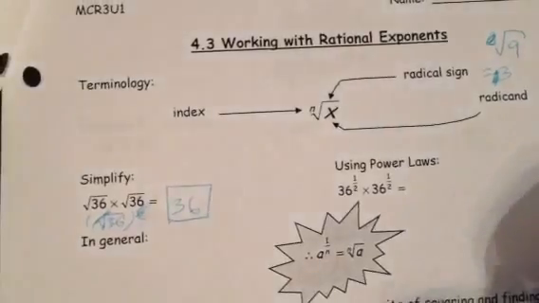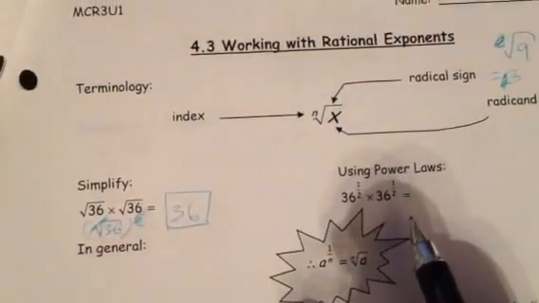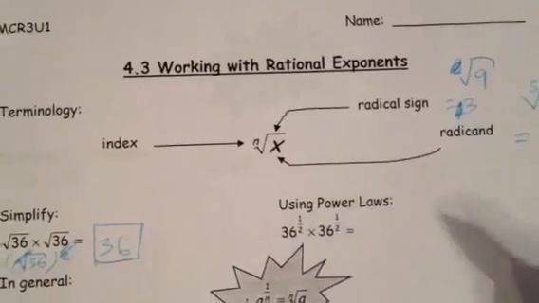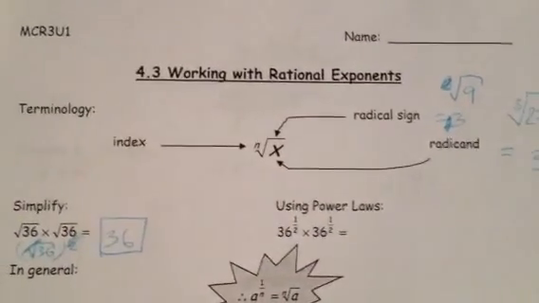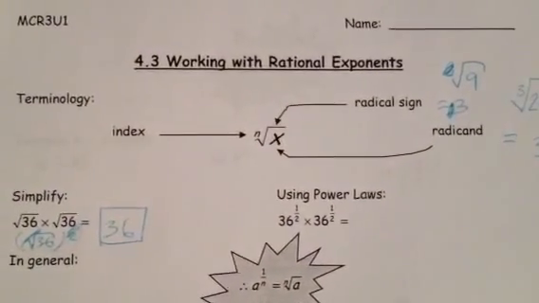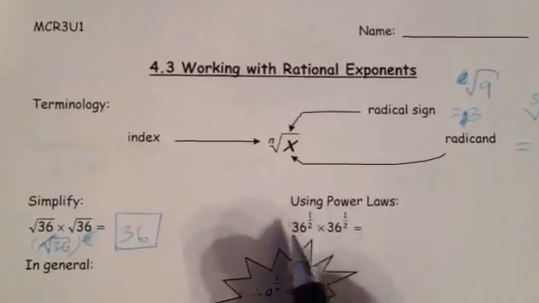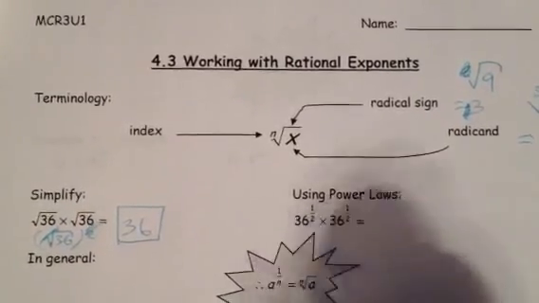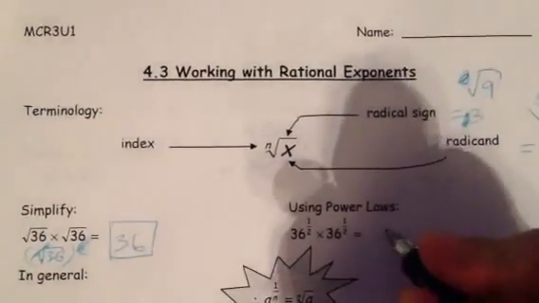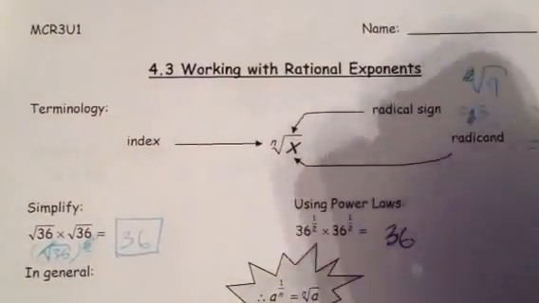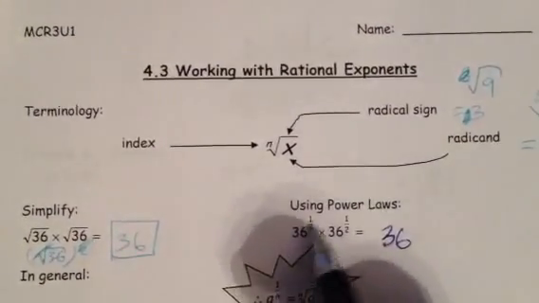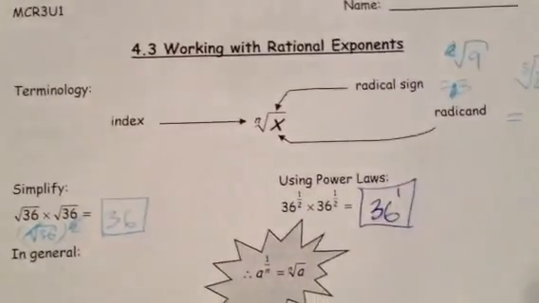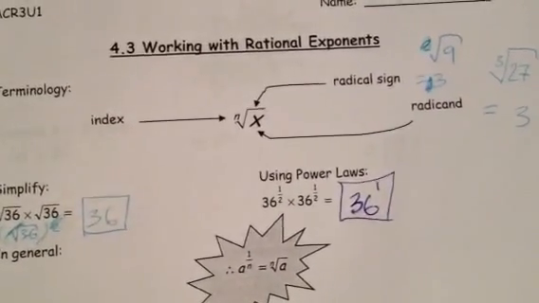Now, if we take a look at this problem here, where it says 36 to the power of a half times 36 to the power of a half, if we do that problem using exponent laws, we know that when we are doing multiplication between two bases that are exactly the same, the rule is to keep the base the exact same and add the exponents. Well, a half plus a half is just 1. So you end up with 36 to the power of 1. Now you just write 36.